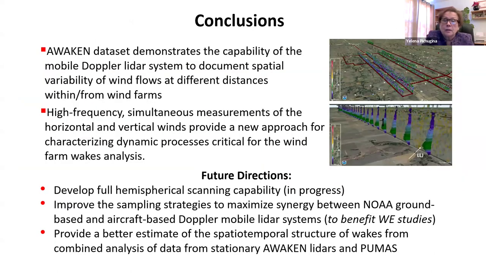And here are my conclusions. The dataset demonstrated the capability of the mobile LiDAR system to document spatial variability of wind flows at different distances within wind farms and from wind farms. High frequency measurements, simultaneous measurements of wind speed, direction, and also W velocity provide a new approach for characterization of dynamic processes around wind farms.